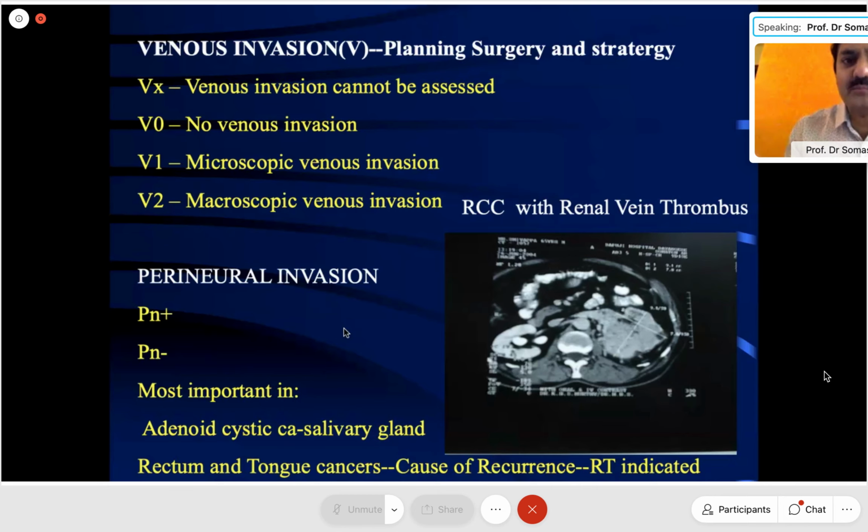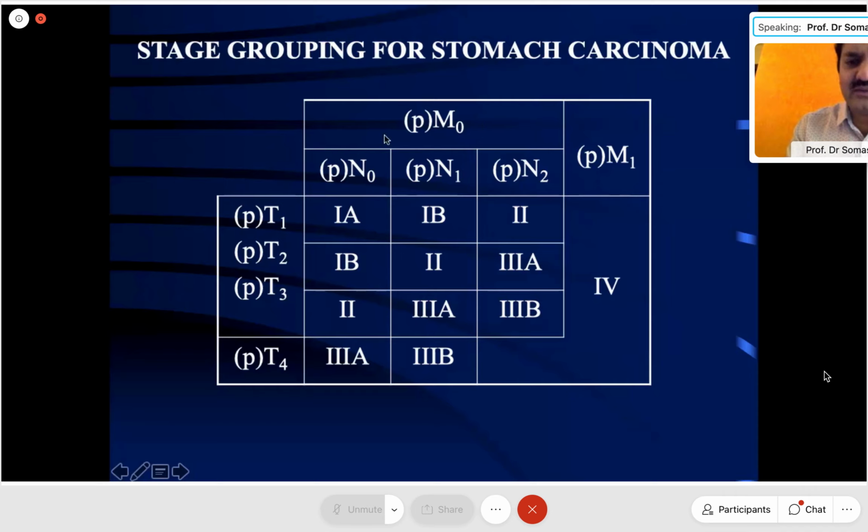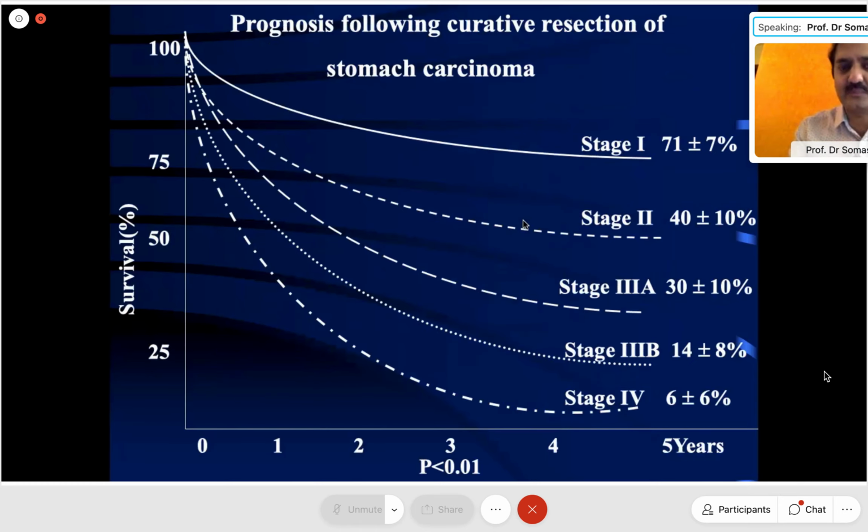So now you know how important every component of TNM staging is. Once you arrive at all these, then you have a stage grouping. So T1, N0, 1A, 1B, 2. Remember, stomach cancer staging and the new AJCC breast cancer staging are roughly the same. T3N1 is stage 3A in both. T2N1 is stage 2 in both. So you must understand roughly the similarities and then learn it. That's how I put it.